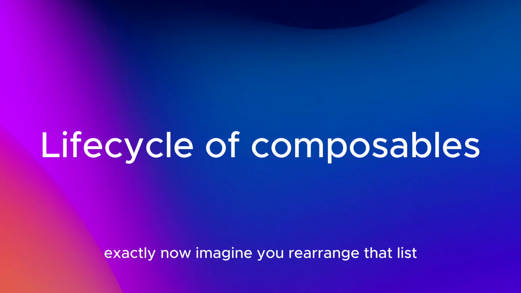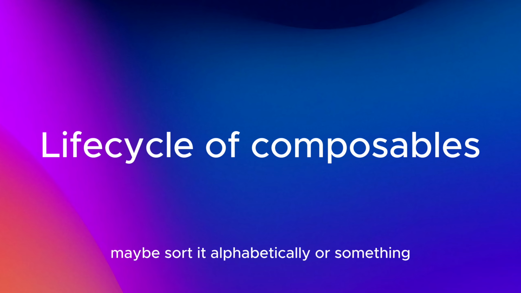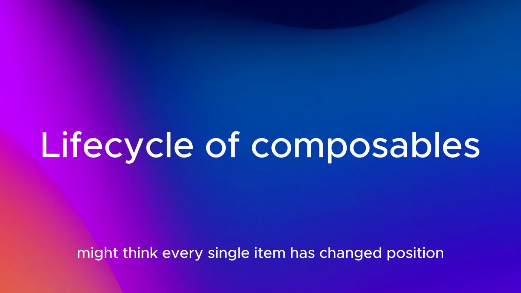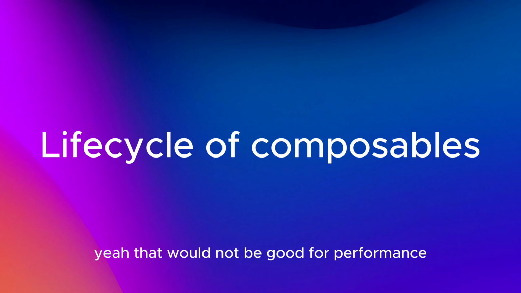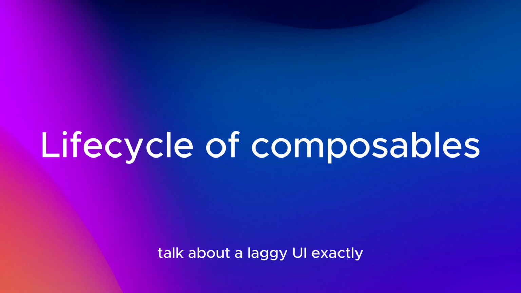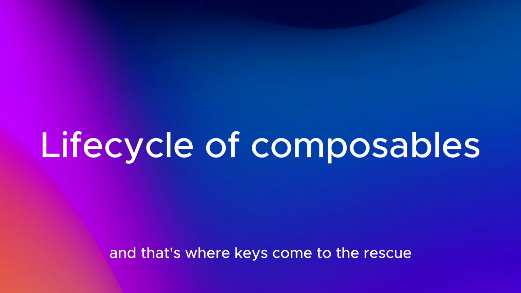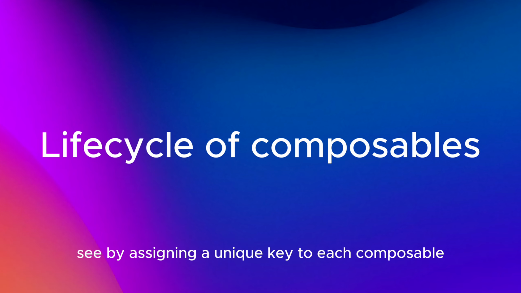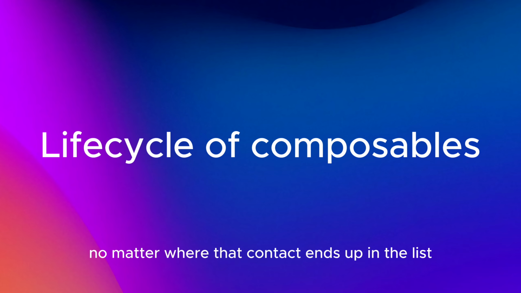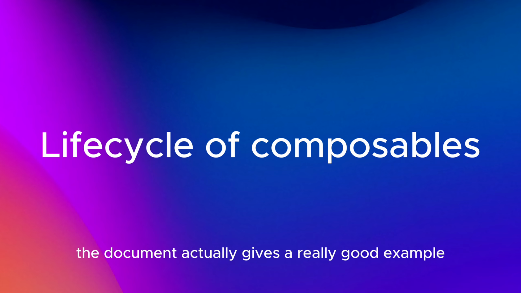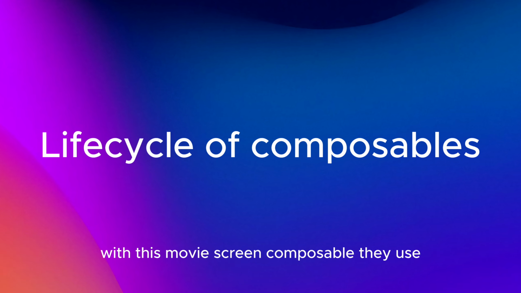Exactly. Now, imagine you rearrange that list, maybe sort it alphabetically or something. Without keys, Compose might think every single item has changed position, and it might try to redraw the whole entire list from scratch. Ouch, yeah, that would not be good for performance. Talk about a laggy UI. Exactly. Users would definitely notice that. And that's where keys come to the rescue. By assigning a unique key to each composable in that list, we give Compose a way to keep track of those items, even if their order changes. So it's like each item in my contact list gets a little name tag that Compose can always recognize no matter where that contact ends up in the list. Yeah. That's a great way to put it. The document actually gives a really good example with this movie screen composable they use.